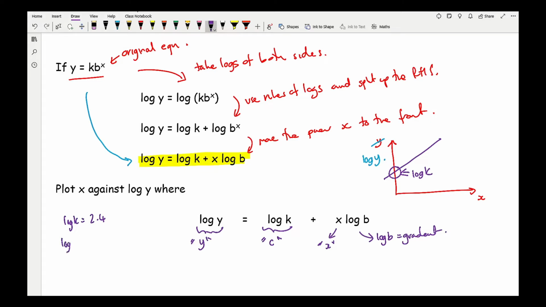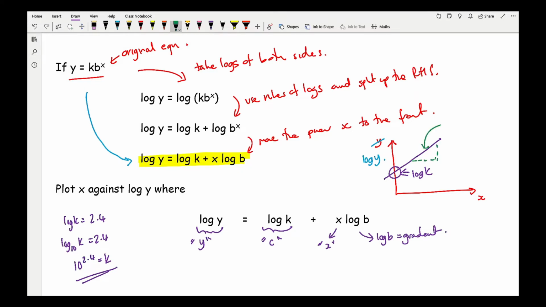So again, if working in base 10, I've got log to the base 10 of k equals 2.4, which then equals 10 to the power of 2.4, gives me my value of k. I'd enter that in my calculator and I've got the value. Now to work out the gradient, well, I work out the gradient of that line.